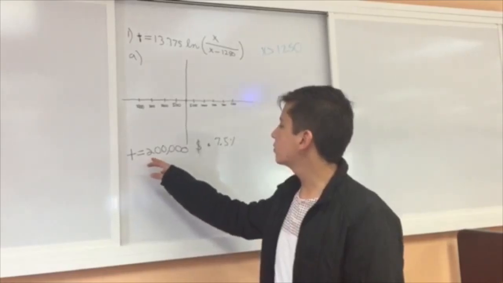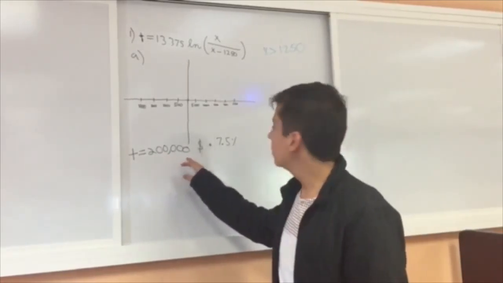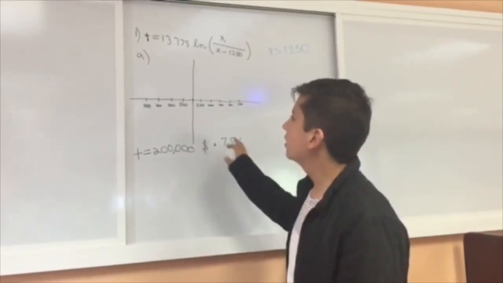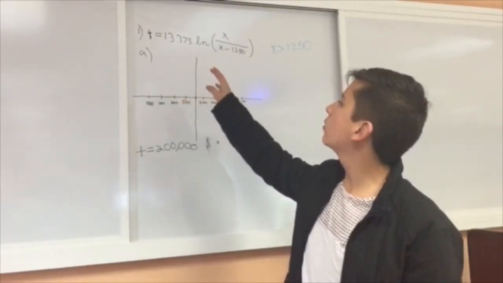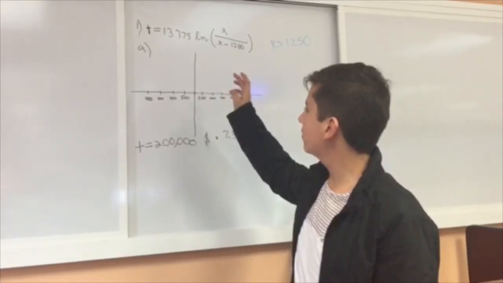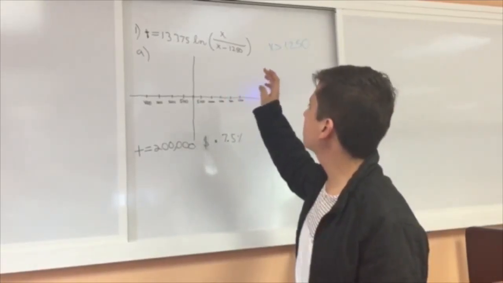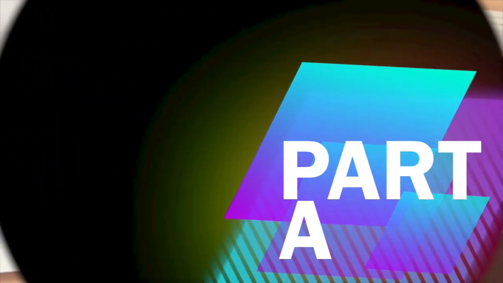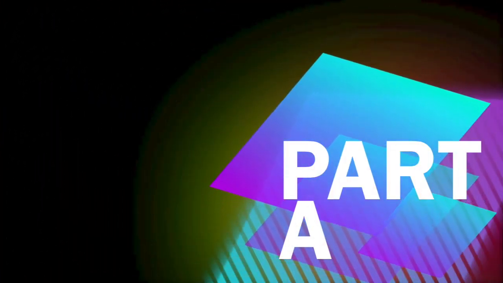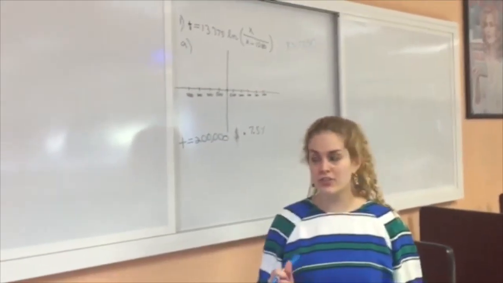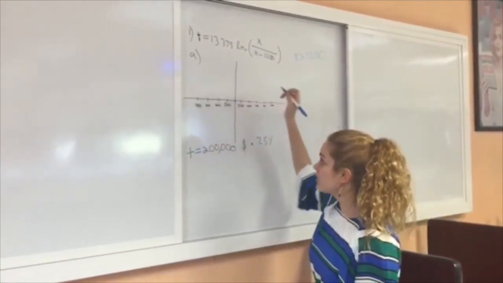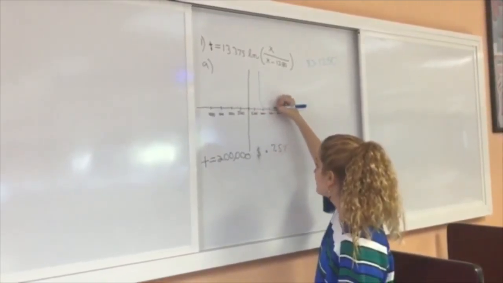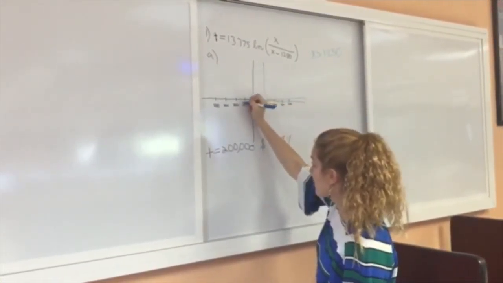The term T is equal to 200,000 years, and the interest is 7.5%, and it could be approximated by T equals 13.375 ln of x over x minus 1,250. Part A asks us to graph this equation, so the approximation is like this.